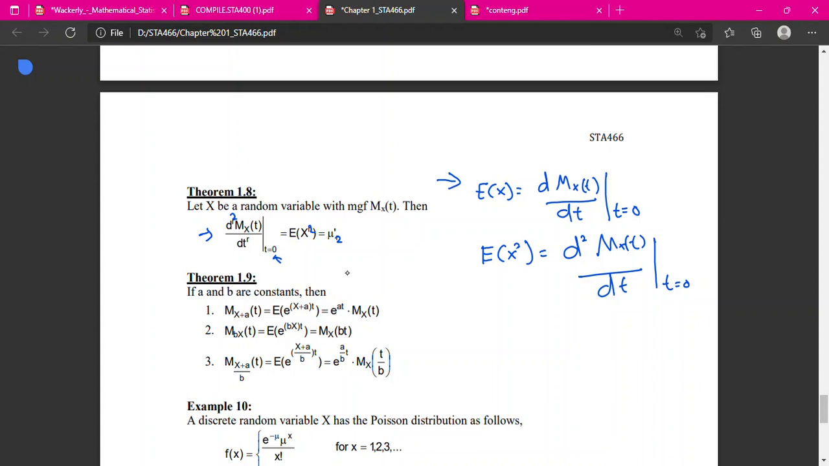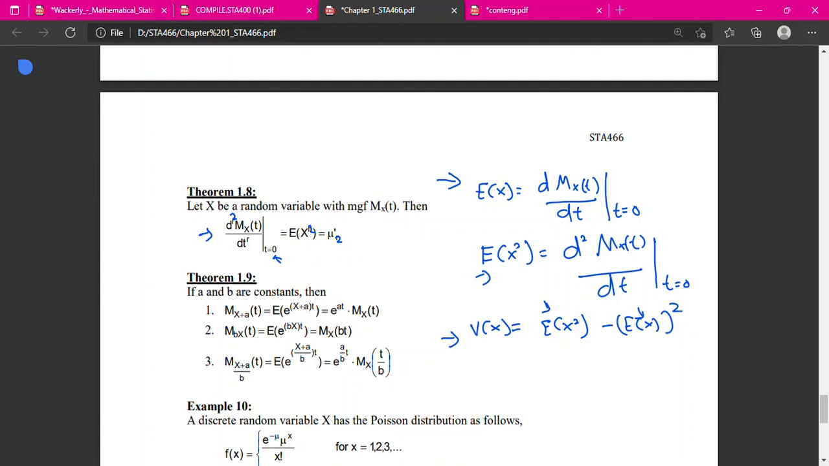Okay, how about variance? Okay, untuk dapatkan variance, kena apply the formula. Alright, so this is the formula of variance kan. Okay, so we need the second moment dan first moment untuk dapatkan variance. So we need to do the second derivative and replace t with 0 untuk dapatkan expected of x squared. Then apply the formula of variance. So dapatlah variance.